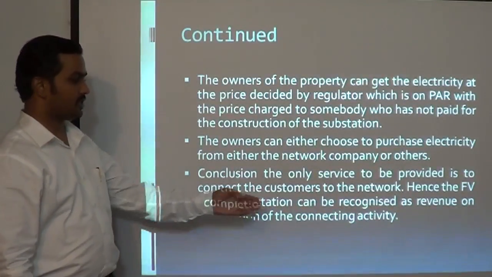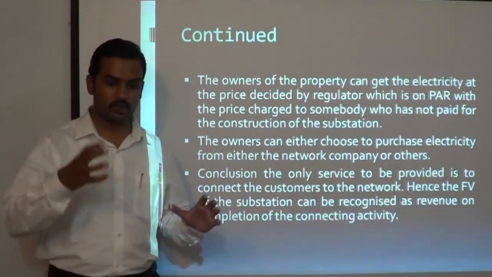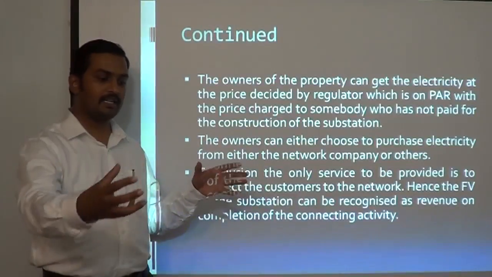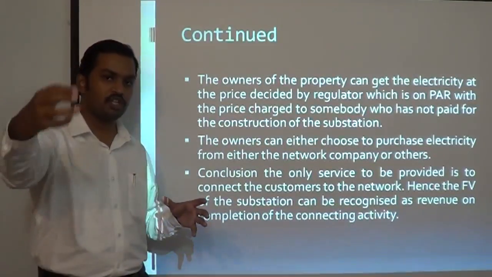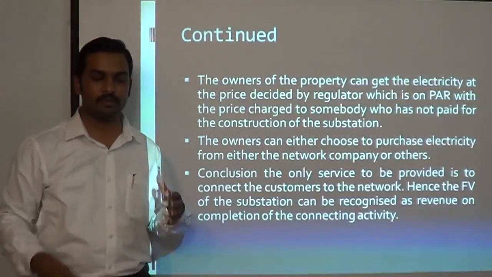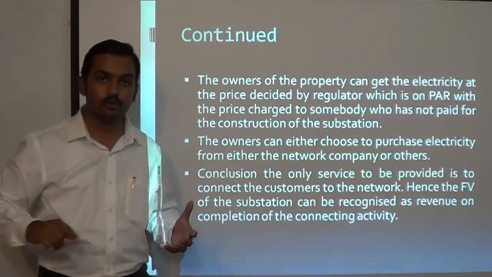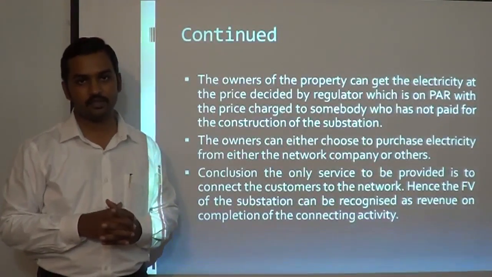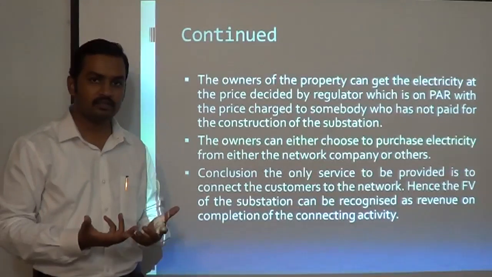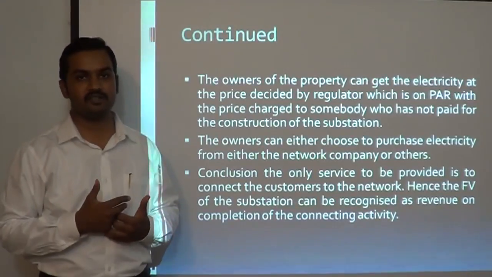Hence, the fair value of the substation can be recognized as revenue on completion of connecting activity. So, as soon as the network company is connecting the customers to the electricity network, they can recognize the fair value of the substation in their books of accounts as revenue. That means the electricity network company can pass an entry, substation account credit to revenue account, as soon as they connect the customers to the electricity network, because that is the only obligation which they have in exchange for the item of property and equipment which they have received from the customer.